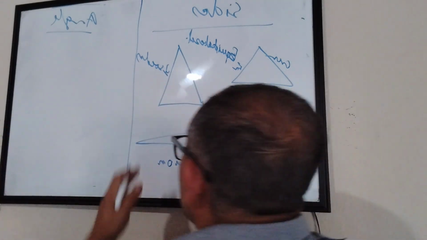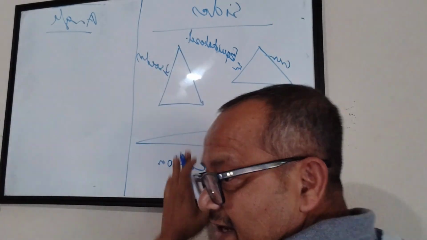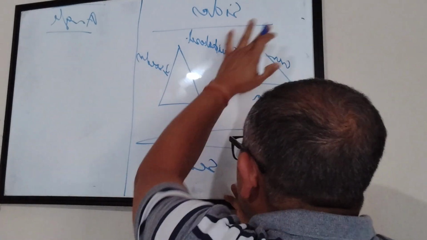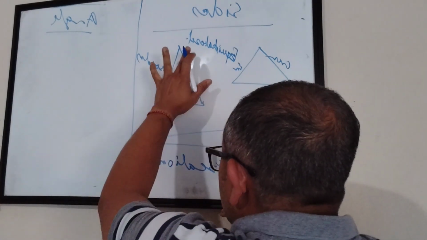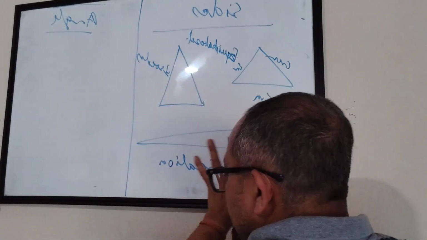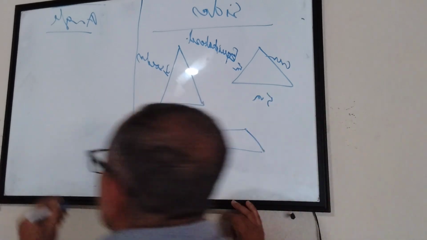Now, if I go by the side, I can have three types of triangles. If all the three sides are same, equilateral. Only two sides same, isosceles. None of the sides same, scalene triangle.